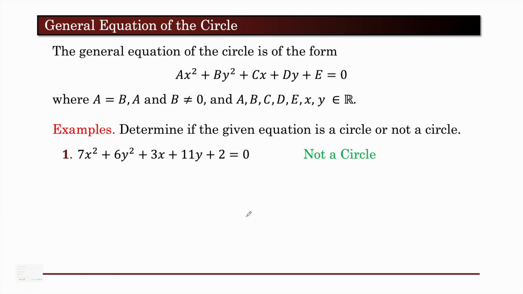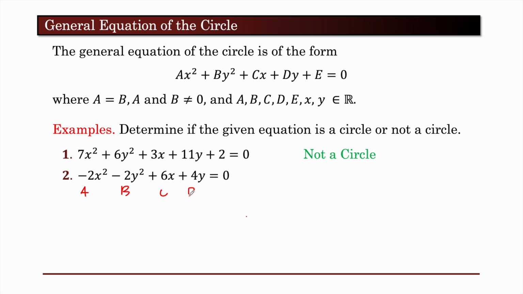Next, number 2. Negative 2x squared minus 2y squared plus 6x plus 4y equals 0. Is this a circle? This is the A. This is your B. Okay. This is the C. This is the D. But we don't have a letter E. Do you think it is a circle? Yes, it is a circle.